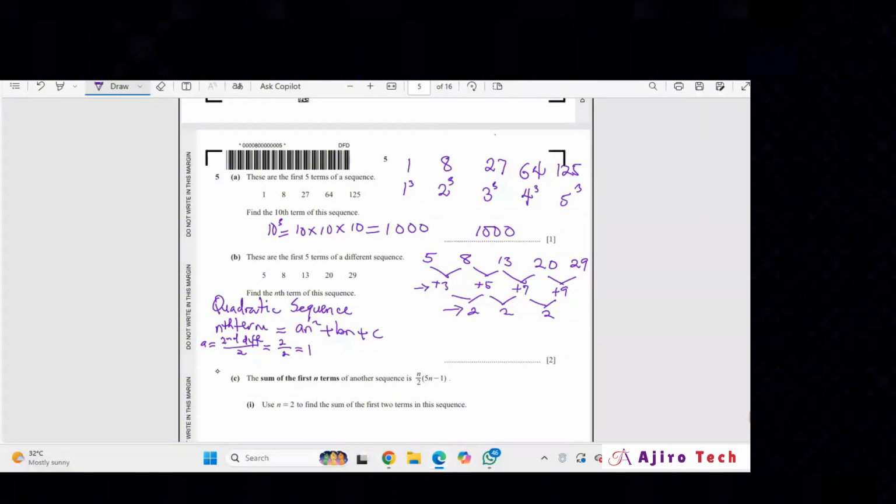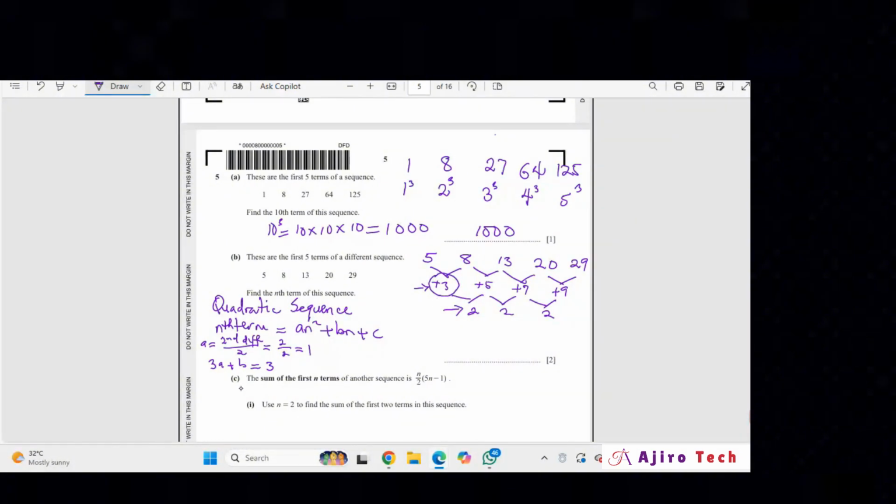Now, for us to get B, there's a formula we can use. The formula is 3A plus B equals 3. How come this 3? The 3 is the first value of the first difference we have here. That is how come this 3.